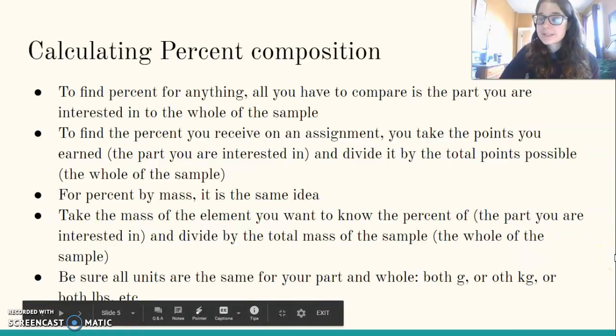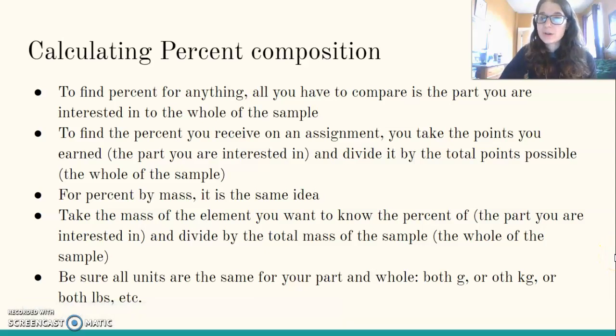So to find the percent of anything, it's always just going to be the part that you're interested in divided by the whole of that sample. For example, for your grades on assignments in all of your classes, to find your percent, all you do is take the points that you earned for correct answers or completion, that's the part you're interested in, and divide it by the total number of points possible in that assignment, which is known as the whole of the sample.